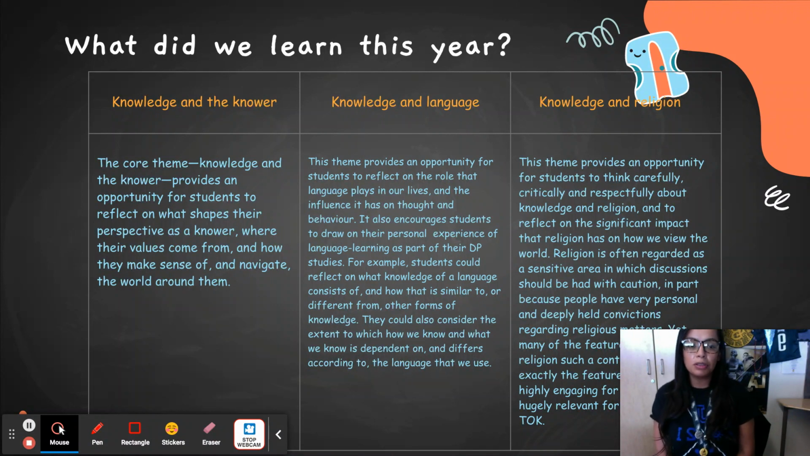And then the final unit we covered this year, the students voted on, was knowledge and religion. This theme provides an opportunity for students to think carefully, critically, and respectfully about religion as a body of knowledge. It's a bit controversial, but we are open-minded and we talk about how that large body of knowledge within us affects kind of what we decide is true. And we consult various different perspectives, and the students have open-minded and very respectful conversations about how religion affects what we know.